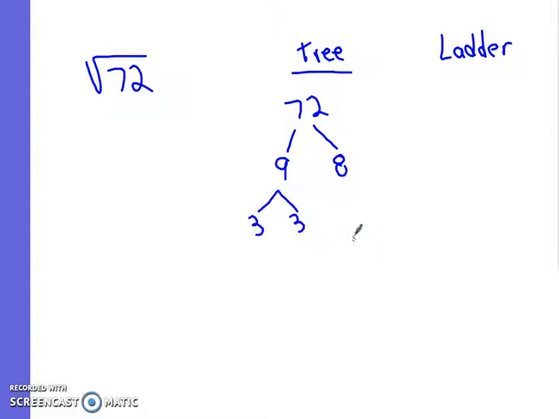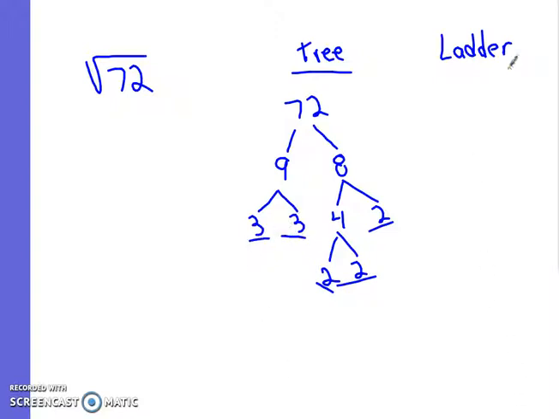What multiplies together to get 8? Well, 4 and 2. Do any of these get broken down any further? Not the 3s, because those are both prime. 2 is prime, but hey, 4 can be broken down into 2 and 2. So now you've got 2, 2, 2, 3, and 3 that are all factors of 72.